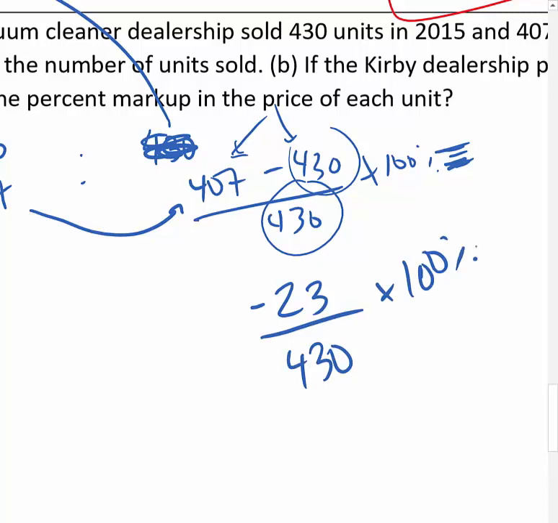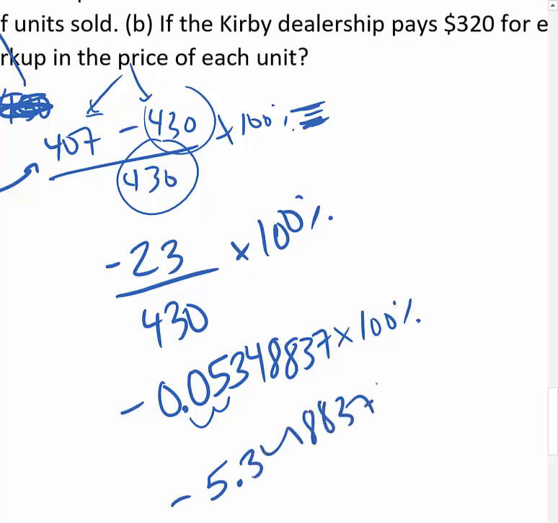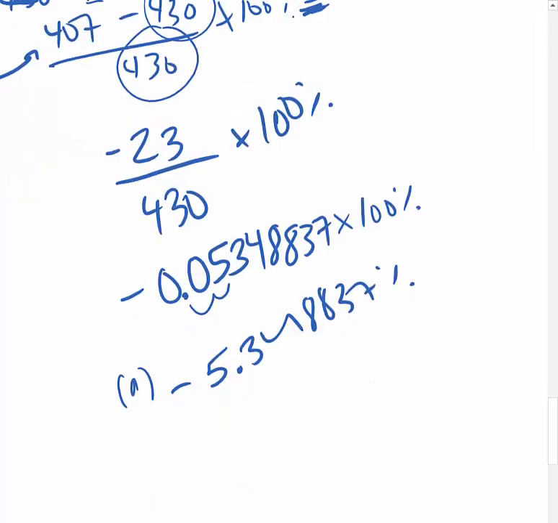What's negative 23 divided by 430? It's negative 0.05348837. I really wish they would have told us to round. Times 100 will move the decimal twice to the right, so it'll be negative 5.348837%. Alright, so if you get a negative percent on these problems, don't be surprised. Just check to make sure that the amount's actually decreasing. As long as it's decreasing, then you must have done it right.